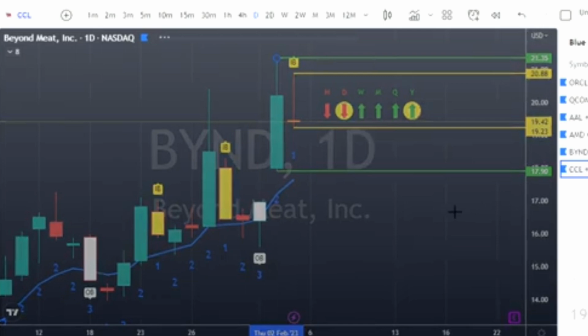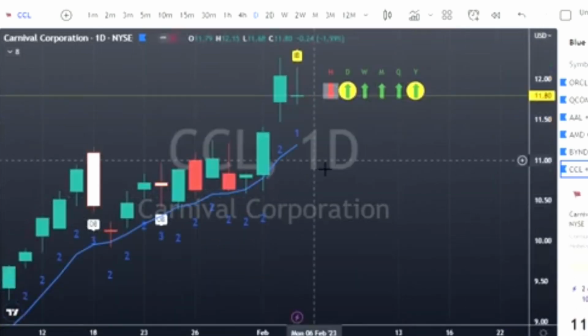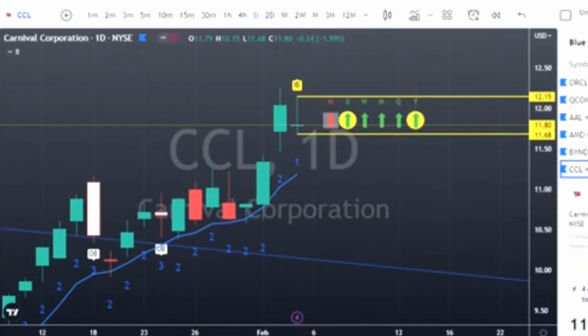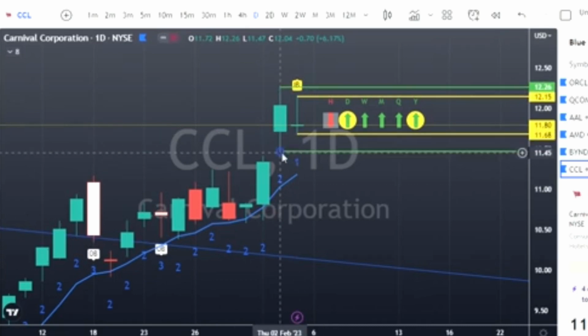We move on to CCL. CCL with that inside bar. So again, calls 12.15. We can mark the targets out together. And if you're looking at how I snap to the top of the wicks, guys, on TradingView, there's this little magnet on the left-hand side. You guys probably won't see it, but you'll see a little magnet there.